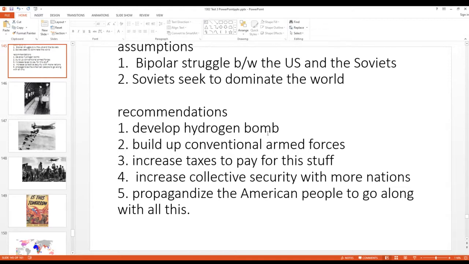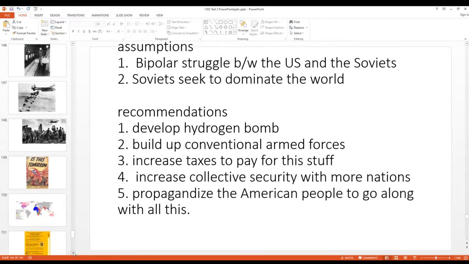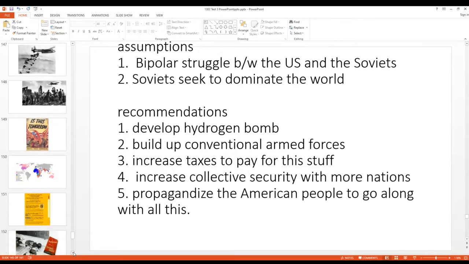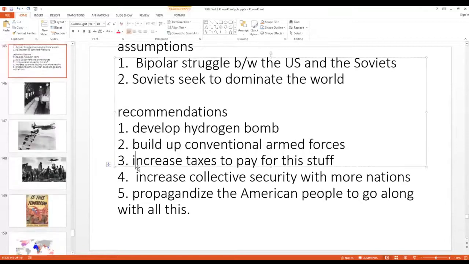And to be honest, Congress was really not terribly gung-ho about NSC 68's recommendations, especially the part about increasing taxes and the part about using propaganda against American people. But then North Korea attacked South Korea, and that changed the entire ballgame as far as NSC 68 was concerned. And we will look at Korea in our next lecture.